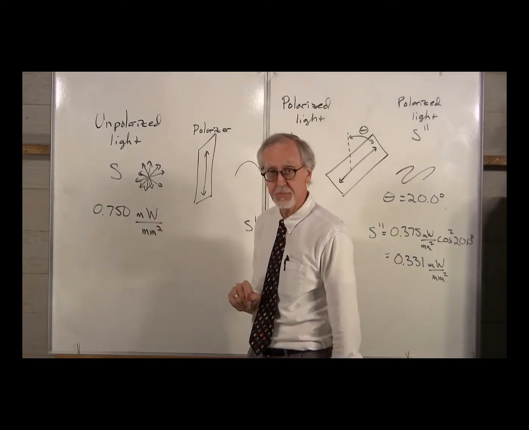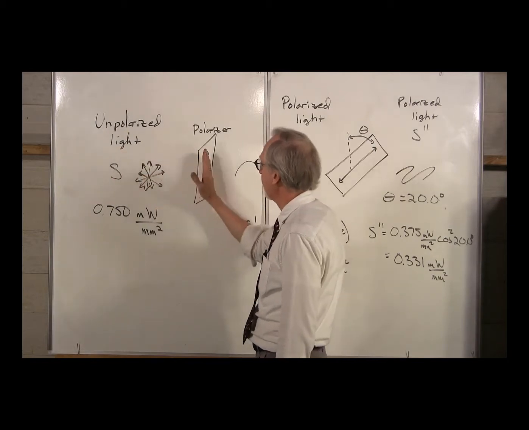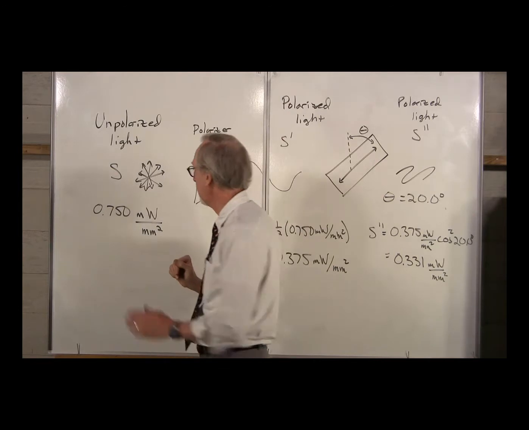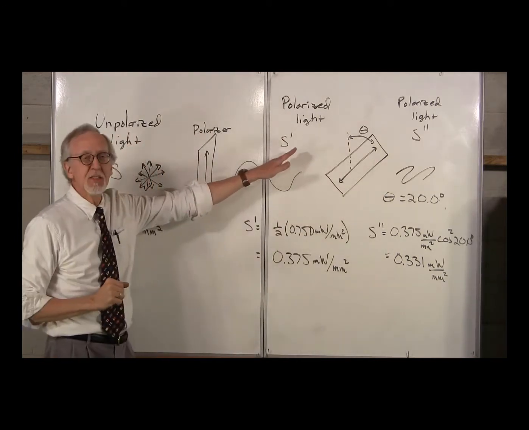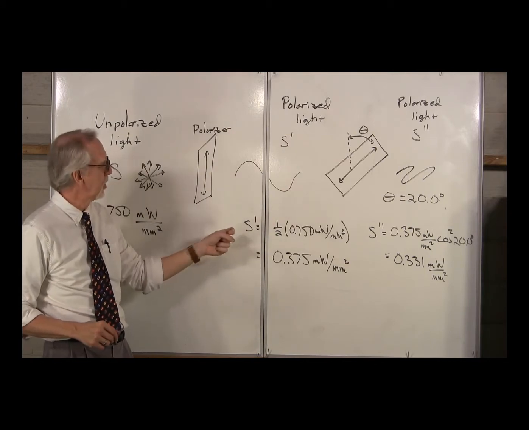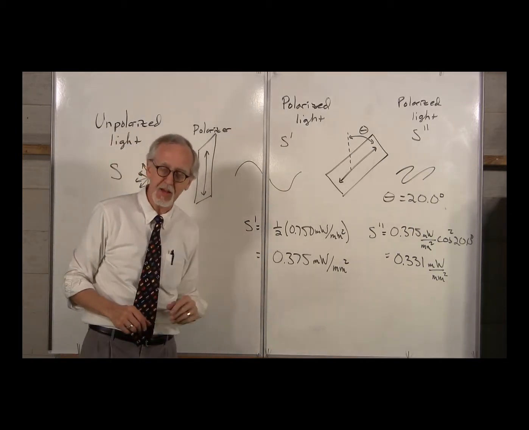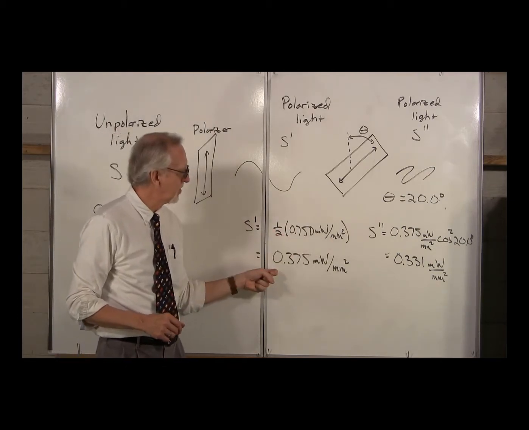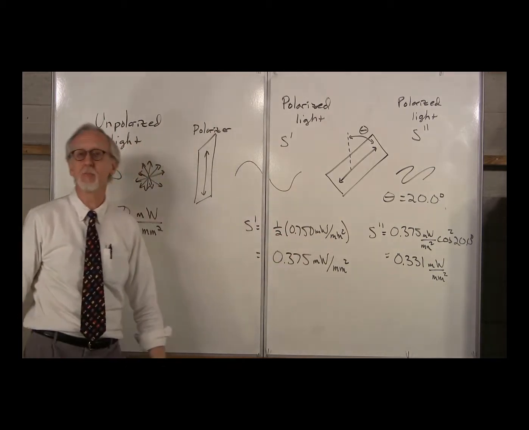0.750 milliwatts per millimeter squared. We then send that through a polarizer. Let's say the polarization is vertical. The direction doesn't matter. What's the intensity of the polarized light after it goes through the polarizer? Well, we know S prime is 1/2 times S, the unpolarized light, 1/2 times 0.75 or 0.375 milliwatts per millimeter squared.